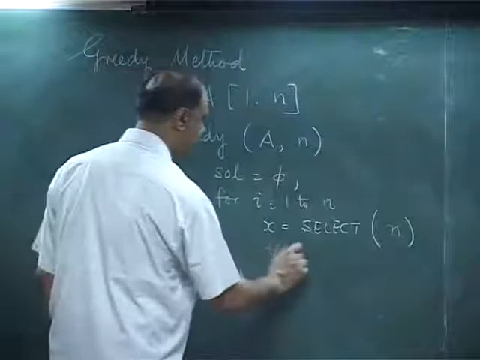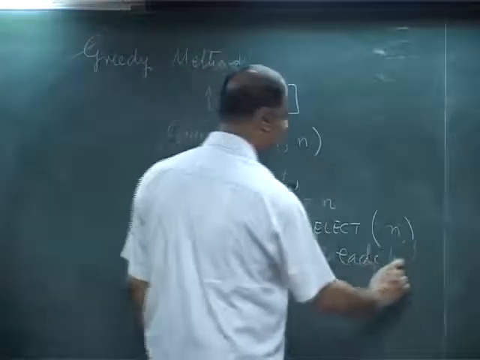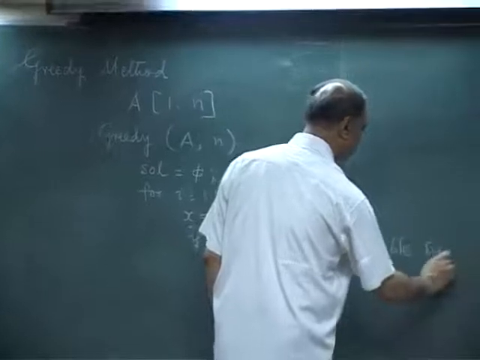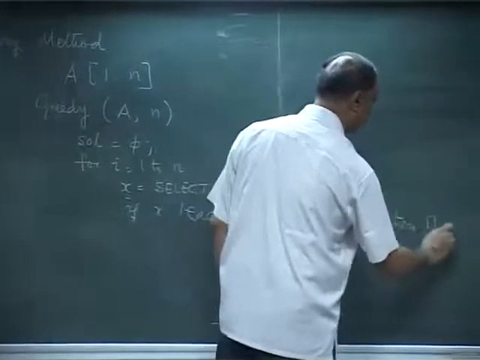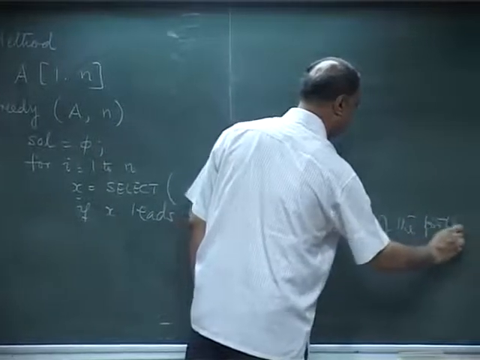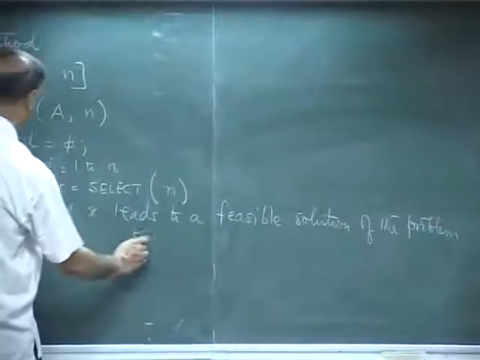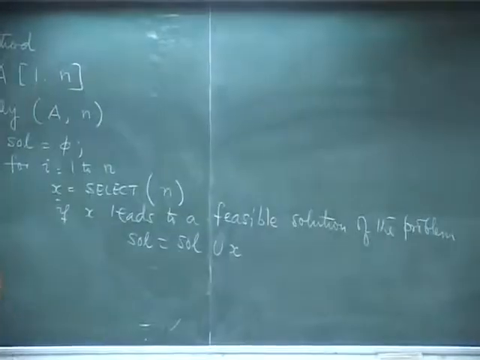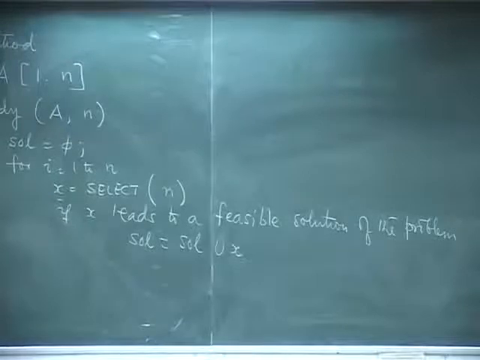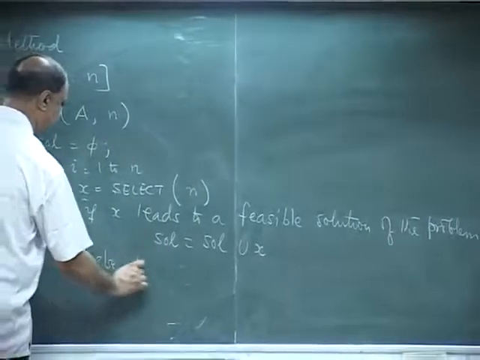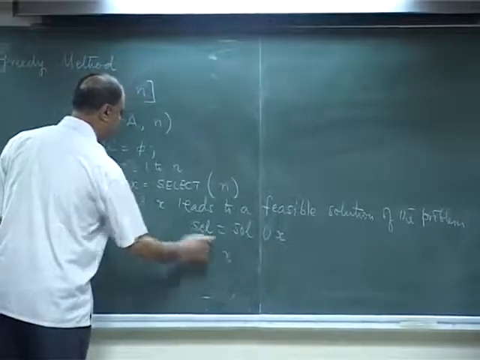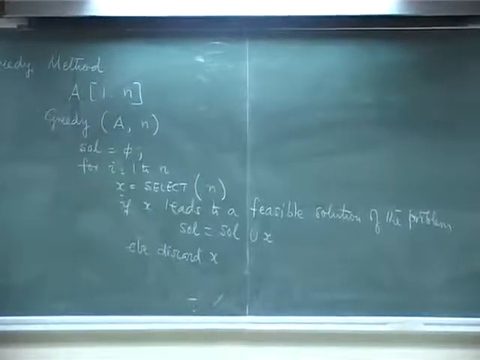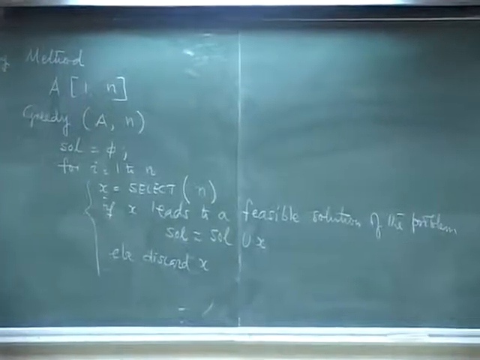If x leads to a feasible solution of your problem, then you update your solution by solution union x. Otherwise, you discard x. That means this x will not lead to a feasible solution. Okay, this is the simple strategy we follow under the greedy strategy.